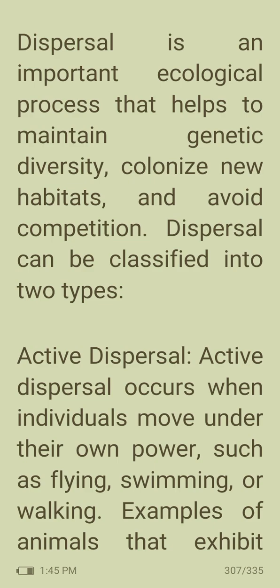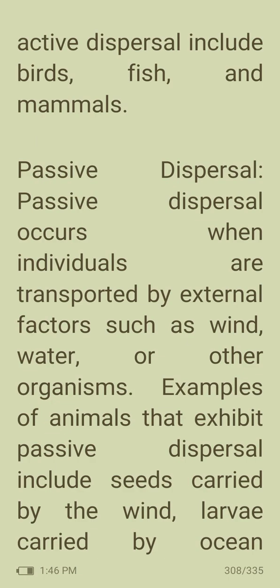Dispersal is an important ecological process that helps to maintain genetic diversity, colonize new habitats, and avoid competition. Dispersal can be classified into two types. Active dispersal occurs when individuals move under their own power, such as flying, swimming, or walking. Examples of animals that exhibit active dispersal include birds, fish, and mammals.